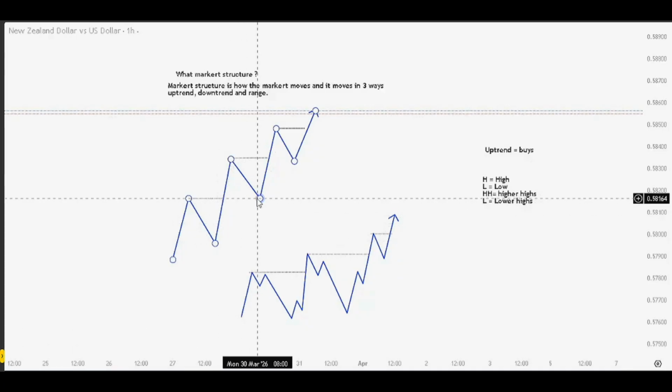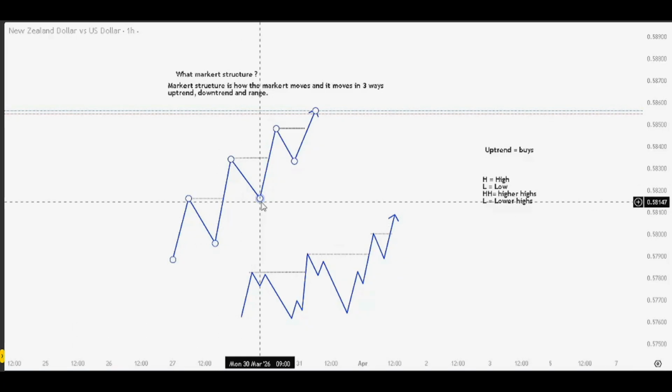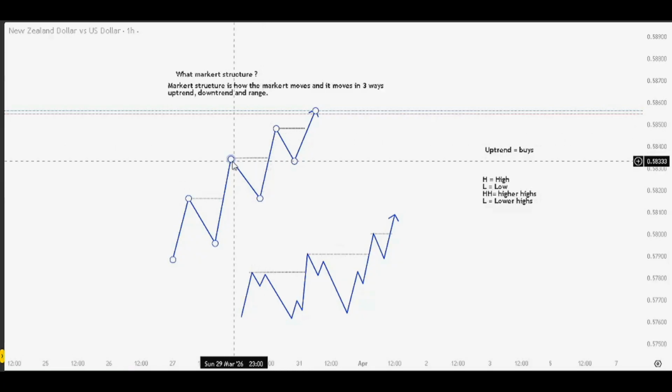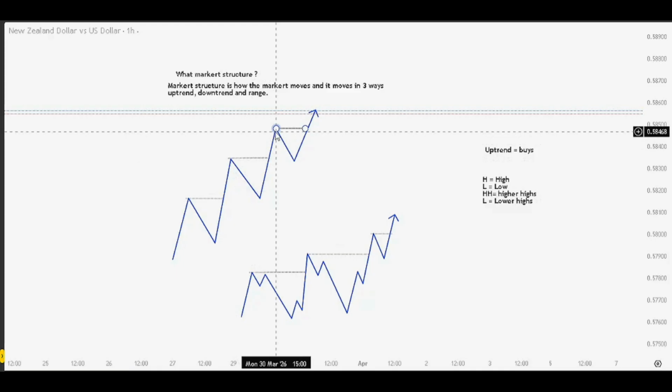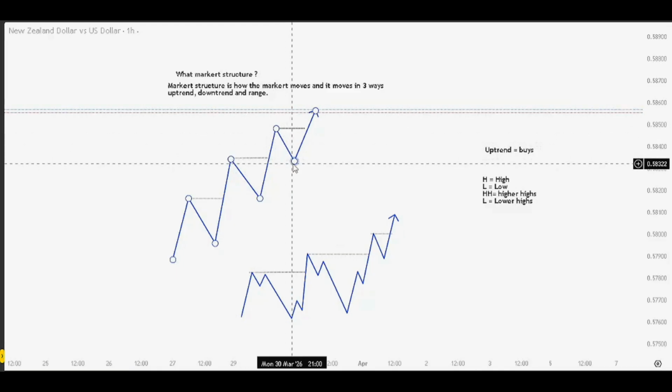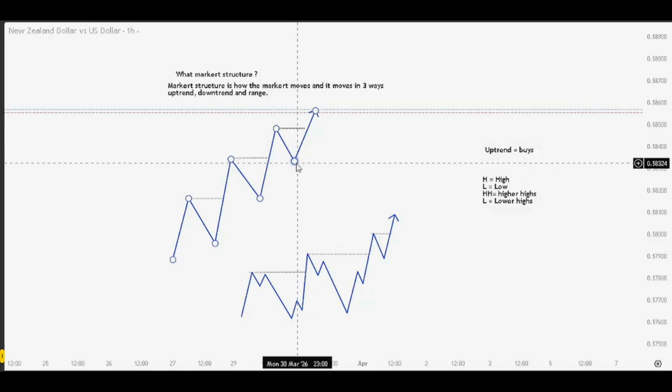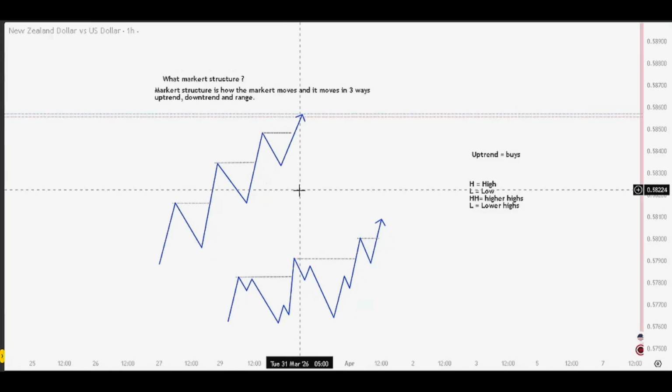So what do we call it? We call it a lower high. Then it created another high, but this high is higher than this high. So what do we call it? A higher high. Then it created another low, but this low is higher than this previous low. So we call it a higher low. So that's what it is.